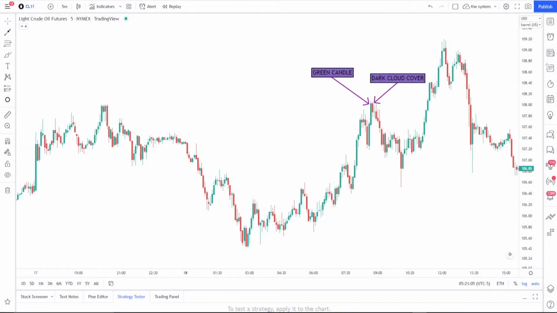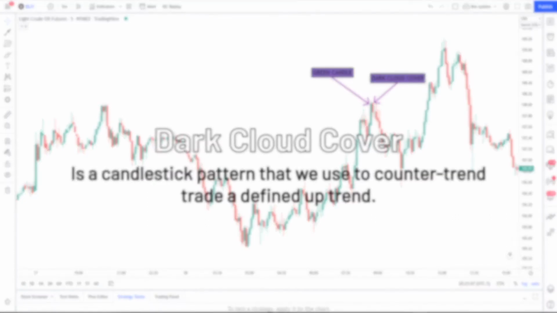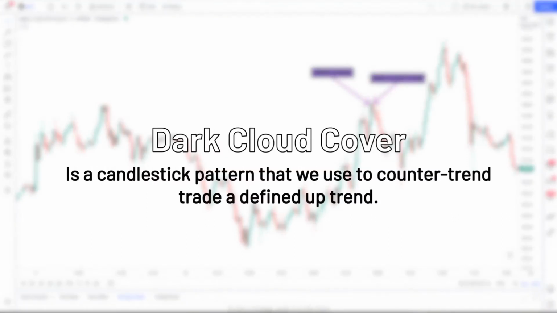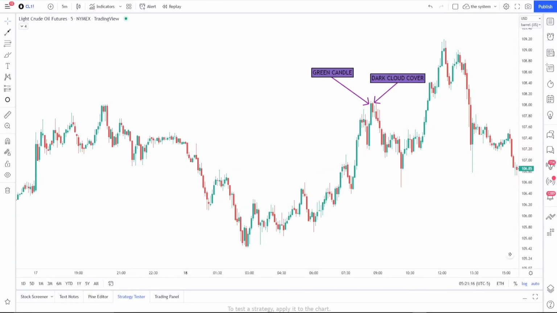Today we are going to discuss the DarkCloud cover. The DarkCloud cover is a candlestick formation that we use to counter trend trade when we have a defined uptrend in place. It's also a scalping strategy. We look for this formation when the market is making a new thrust move upward and look to scalp a 1-to-1 or a 1-to-2 risk reward ratio.